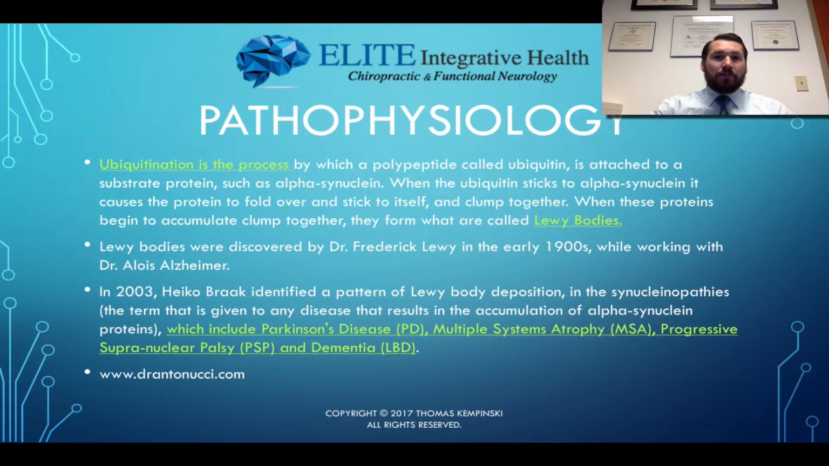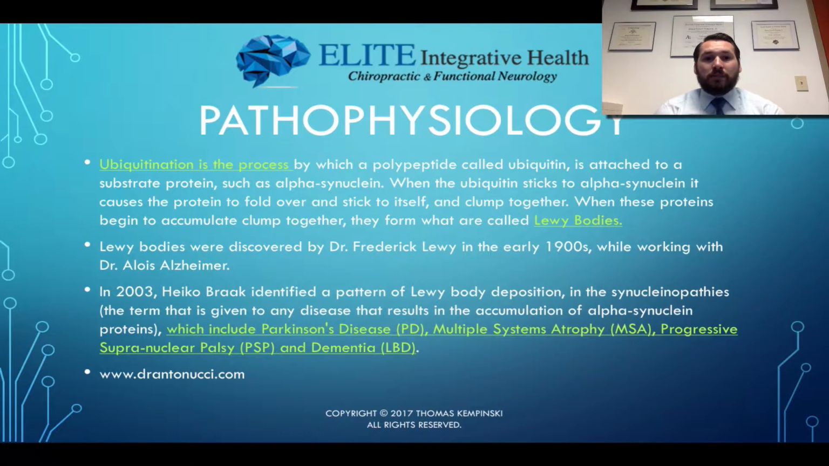When we look at the pathophysiology, it's interesting. There's a process referred to as ubiquitination, and there's a polypeptide substance within the human body called ubiquitin. When this substance comes in contact with the protein alpha-synuclein, it changes the protein and makes it a little more sticky. And when it's sticky, it tends to clump together. When these clumps clump together, those are referred to as Lewy bodies.